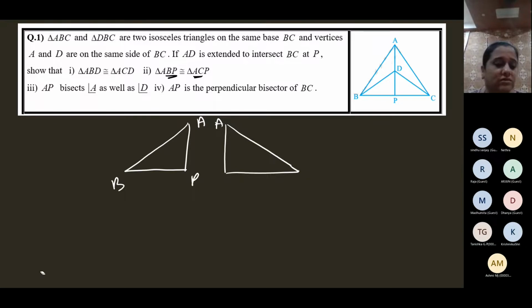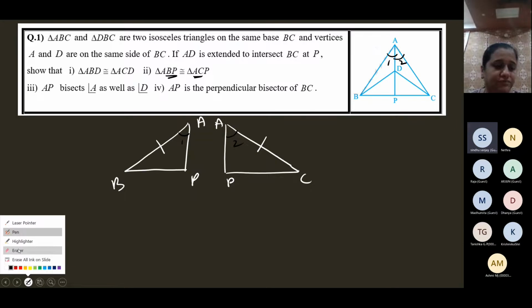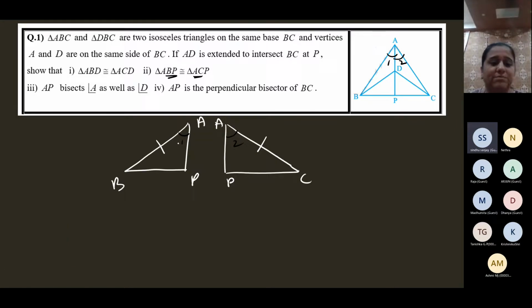Who wants to try this? Sindhu, Sanjay? Ma'am, AB is equal to AC, given. And angle 1 is equal to angle 2, we found in the last subdivision. Correct. AP is equal to AP, common side.